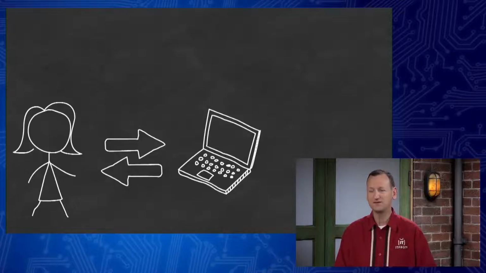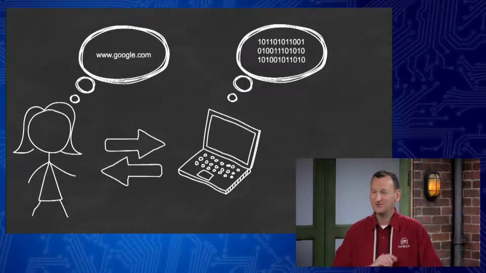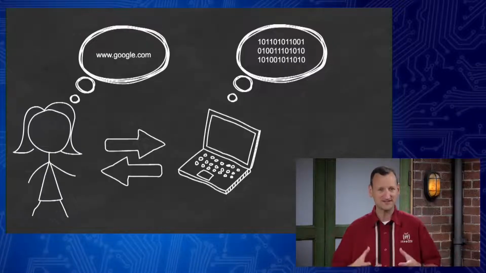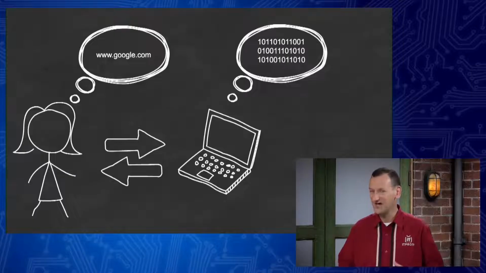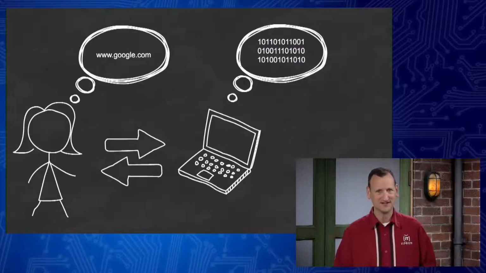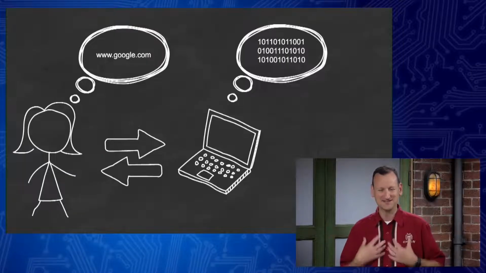But that's not what the computer is thinking. What the computer is thinking is, well, it's thinking in binary, right? It's an electronic device. It's using electronic impulses. It's communicating in ones and zeros. That is very, very different than what we communicate in as human beings.